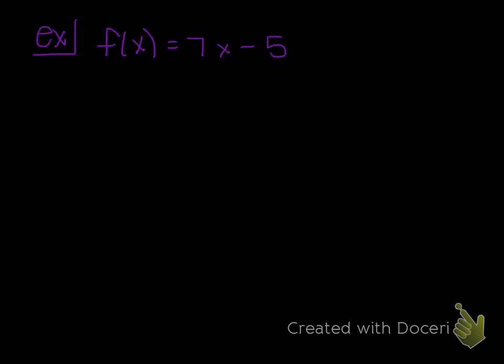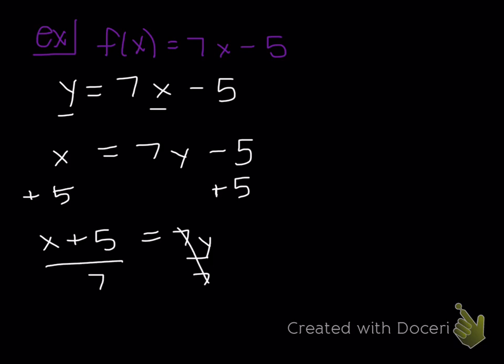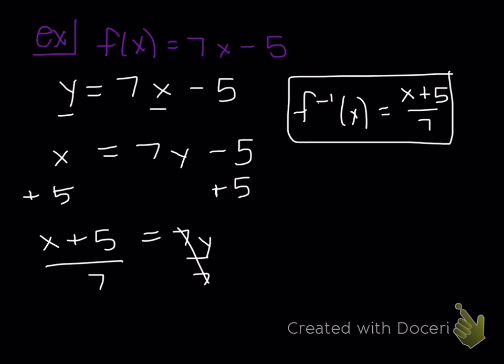So here, first step, I would change f of x to say y. And now I'm going to switch the x and y spots. So this y and this x are going to flip-flop spots. And now the goal is to solve for y and isolate y. So I'd have to add 5 over. So now I have x plus 5 equals 7y. And then we would divide both sides by 7. So my inverse function of f is x plus 5 divided by 7. So this is an example of an easy one. We're going to do a couple more difficult ones.